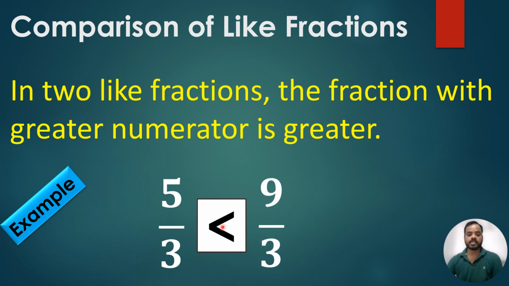Here, see, the denominator is same because these are like fractions. In numerator, here it is 5 and here it is 9. So which is greater? The 9 is greater than 5. Therefore, this fraction 9 by 3 will be greater than 5 by 3.